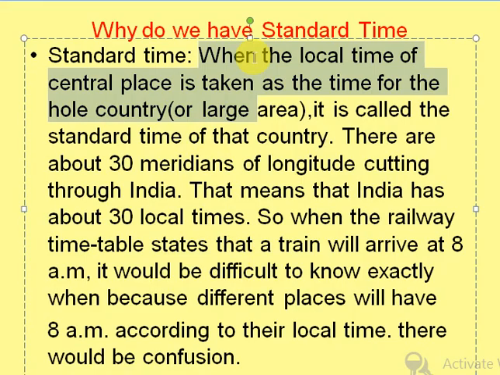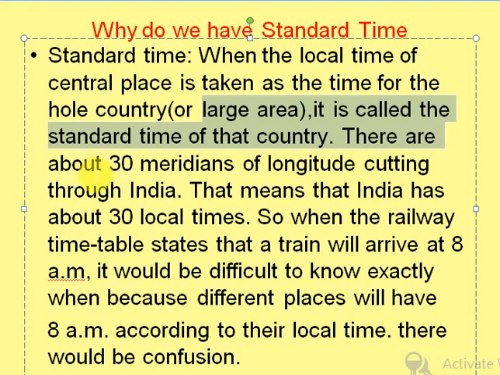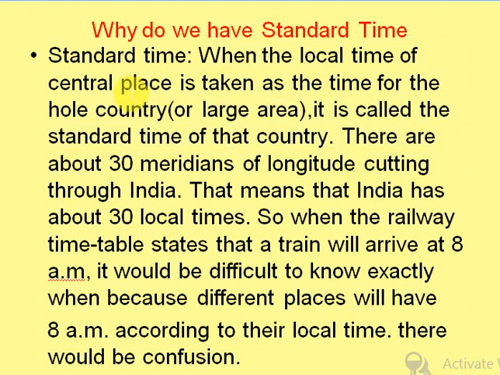Now let us have a quick revision of the standard meridian of India. When the local time of a central place is taken as the time for the whole country, it is called the standard time of that country. There are about 30 meridians of longitude cutting through India. That means India has about 30 local times. So when the railway timetable states that a train will arrive at 8 a.m., it will be difficult to know exactly when, because different places will have 8 a.m. according to their local time.